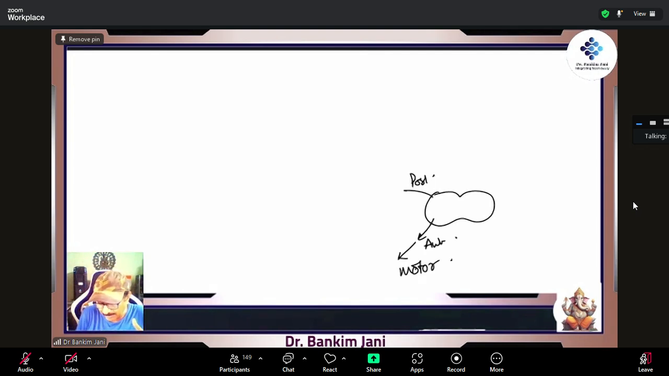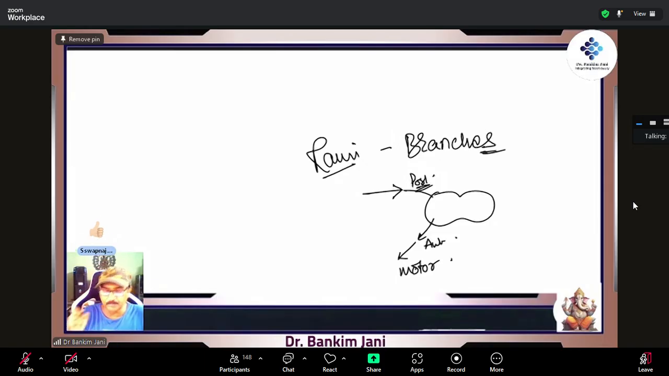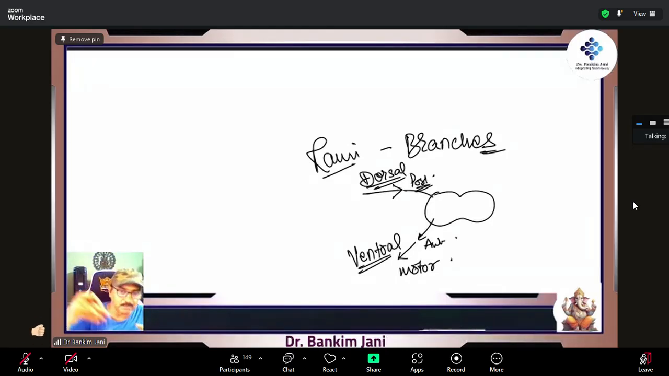So the cutaneous part means the sensory part. The sensory part is from the posterior part, right? They are called the rami. Rami means branches. Ramus, branch. Plural is rami, singular is ramus, which is a branch, right? When it comes to behind, it is called dorsal, and the front is called ventral. So they are also called the ventral rami and the dorsal rami. The dorsal rami, or the posterior rami or posterior branches, they take the sensations.